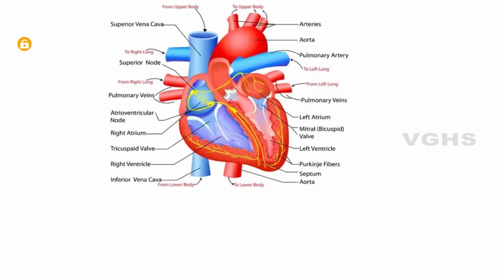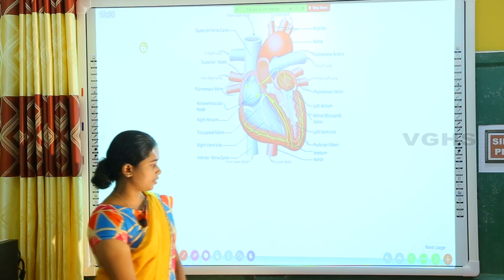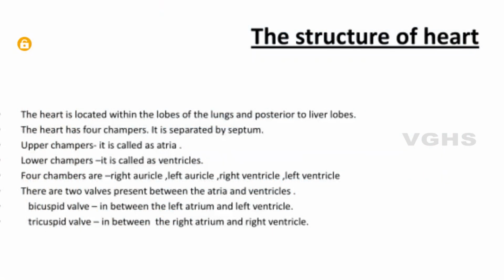Now let us see about the structure of the heart. This is the LS structure, longitudinal structure of the heart. Right? The location: the heart is located within the lobes of the lungs and posterior to the liver lobe. So this is the location of the heart.